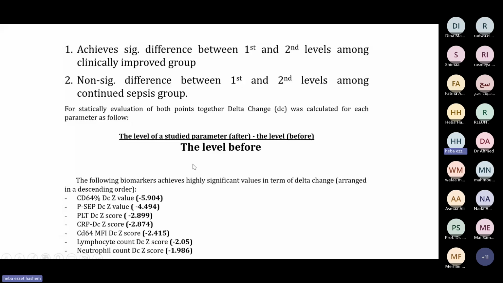To know the delta changes between each of them, we divided our patients into two groups: patients who still continued in sepsis and patients who got improved. The delta change percentage showed that CD64% achieved the highest value, followed by procalcitonin, followed by the platelet count, and finally followed by the highly sensitive CRP.